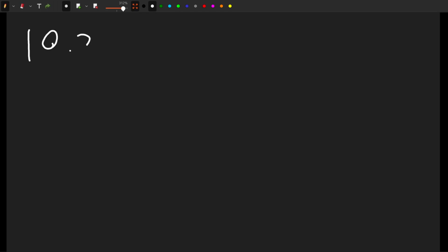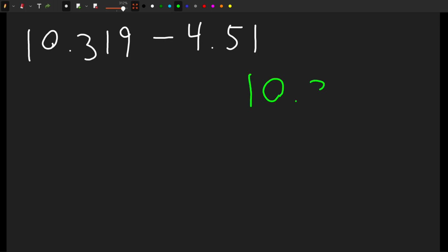Next problem, things are going to get a little bit trickier. We're going to have subtraction this time. And we'll have 10.319 minus 4.51. Now for this problem, we have to line up our decimals just like we did in the other ones. So 10.319 minus 4.51.